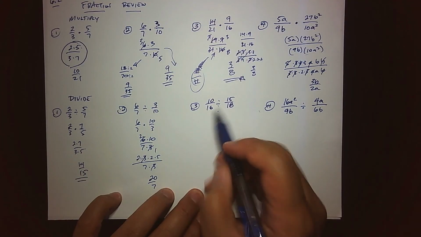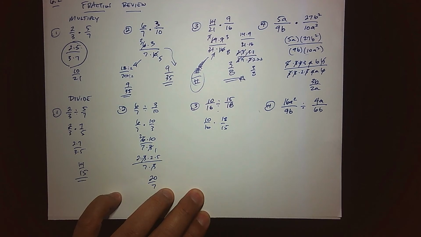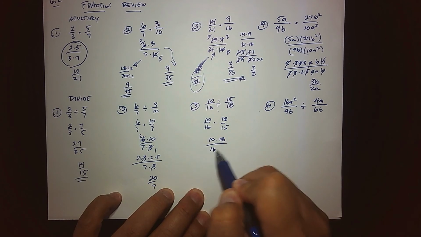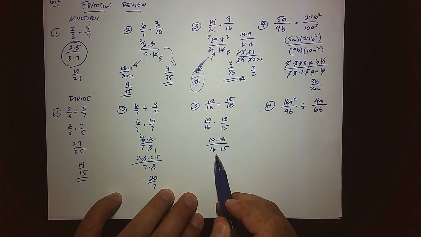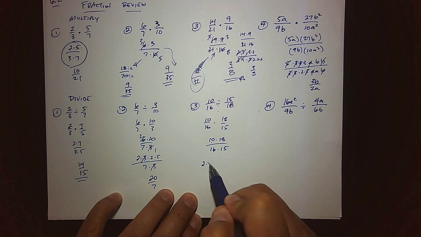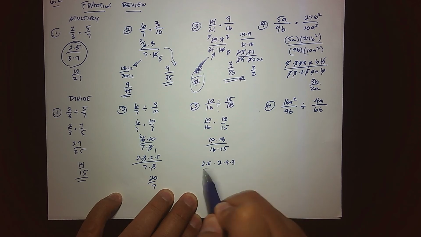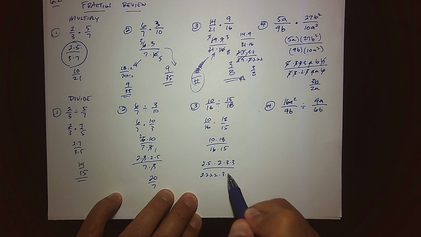Again, dividing, we multiply by a reciprocal, and tops to tops, bottoms to bottoms. You definitely don't want to multiply this out. What you want to do is start factoring. So I think 10 is 2 times 5. 18 is, I think, 2 times 3 times 3. That's 2 times 9. 16, again, is 2 times 2 times 2 times 2. And 15 is 3 times 5.